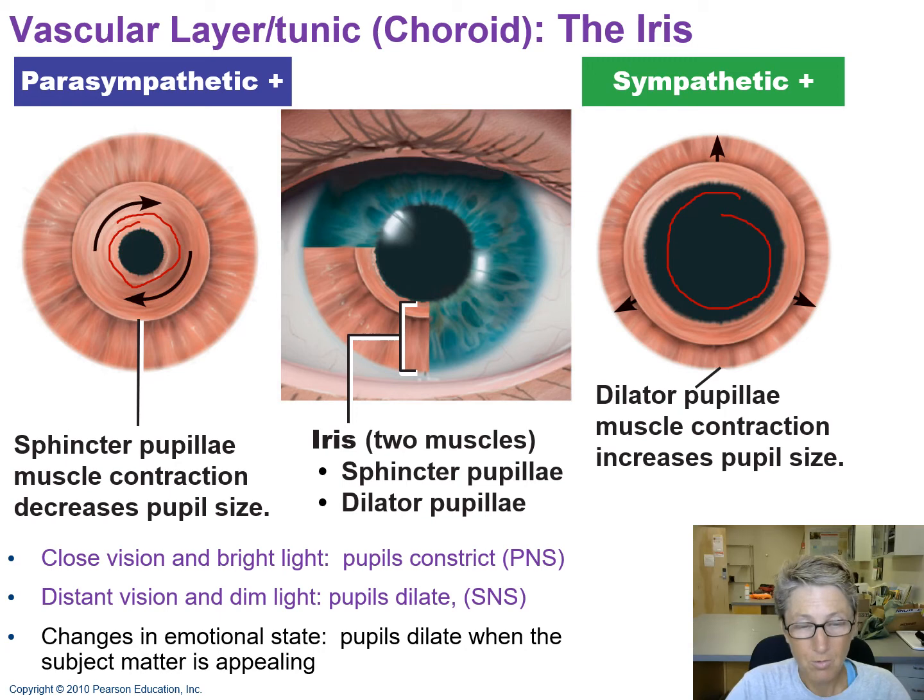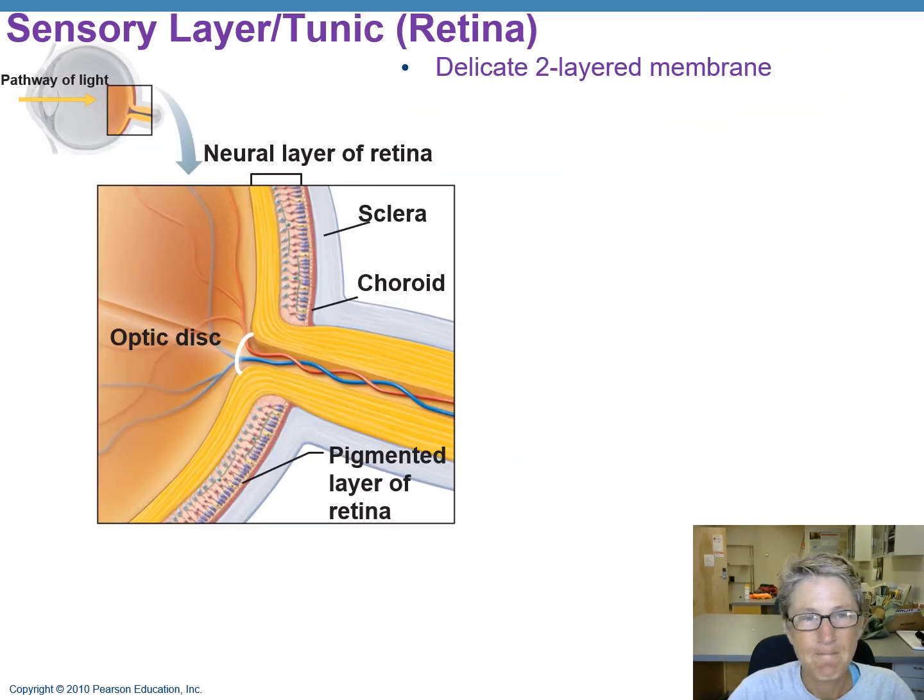Also, this is kind of interesting. The diameter of your pupils will change according to your emotional state. So the pupils will get bigger, diameter will get wider. They'll dilate when the subject matter is appealing. So that says to me, if there's someone that you like looking at, then your pupils will dilate.